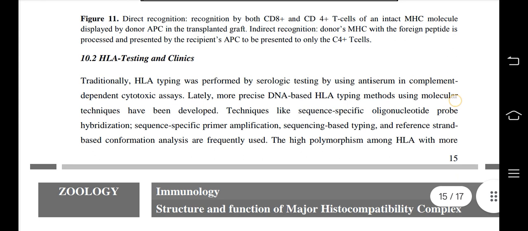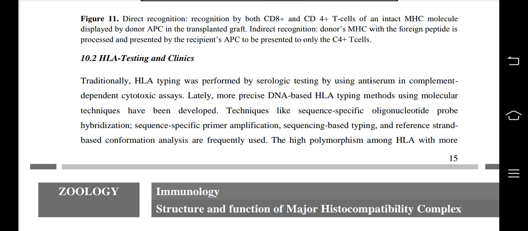In HLA testing and clinics. Traditionally, HLA typing was performed by serologic testing using antiserum and complement-dependent cytotoxicity assays. Lately, more precise DNA-based HLA typing methods using molecular techniques have been developed. Techniques like sequence-specific oligonucleotide probe hybridization, sequence-specific primer amplification, sequence-based typing, and reference strand-based conformation analysis are frequently used.